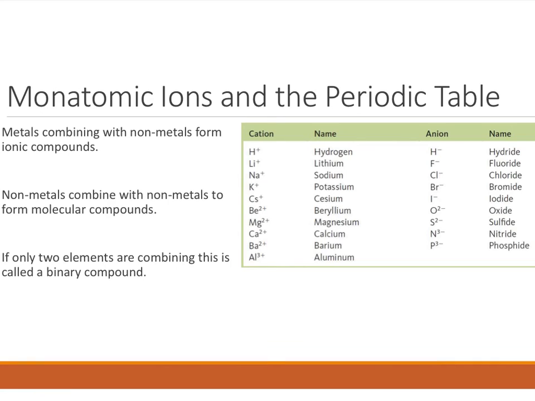So let's remind ourselves, metals combine with nonmetals to form ionic compounds. Then we can combine nonmetals with nonmetals to form what we call molecular compounds, molecules. And only 2 elements combining, we call that a binary compound. Now that's 2 elements, not 2 atoms, 2 elements. So for example, water, H2O, is a binary compound. Sodium chloride is a binary compound.